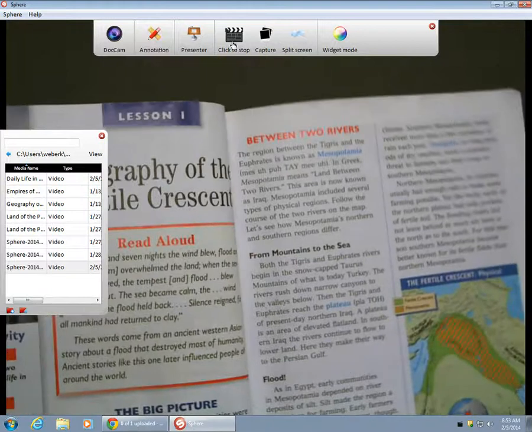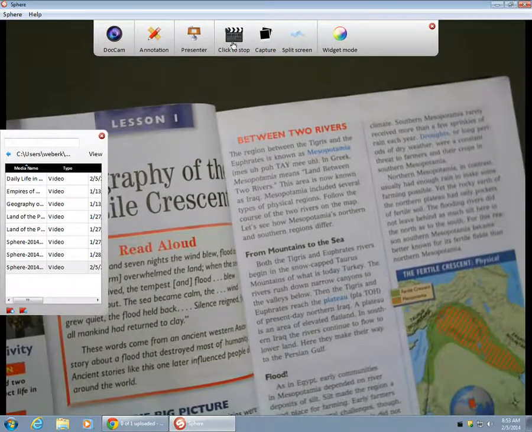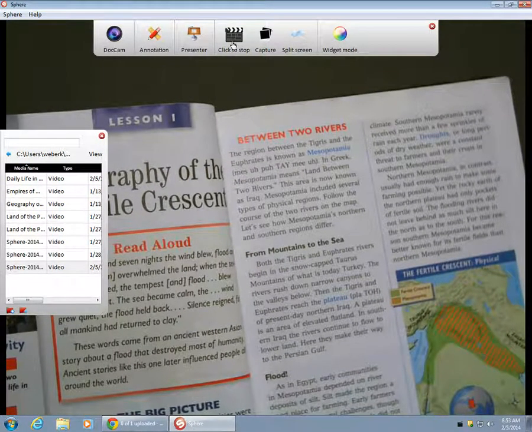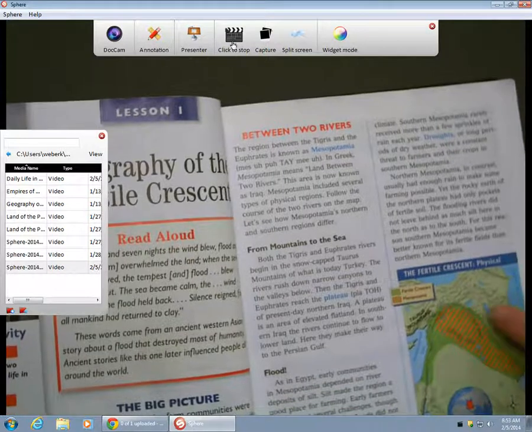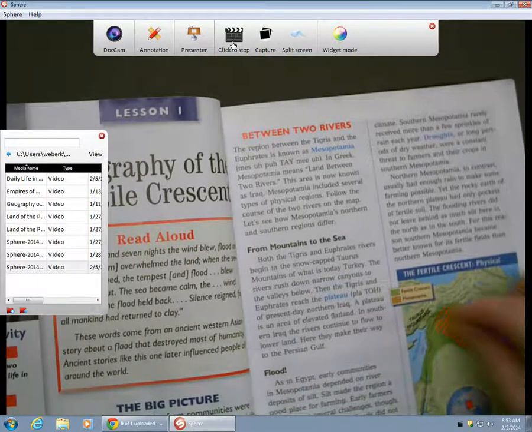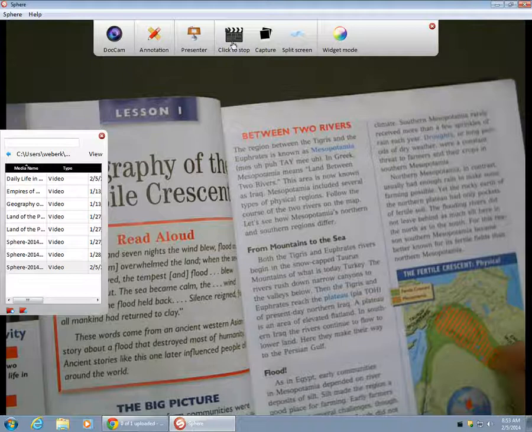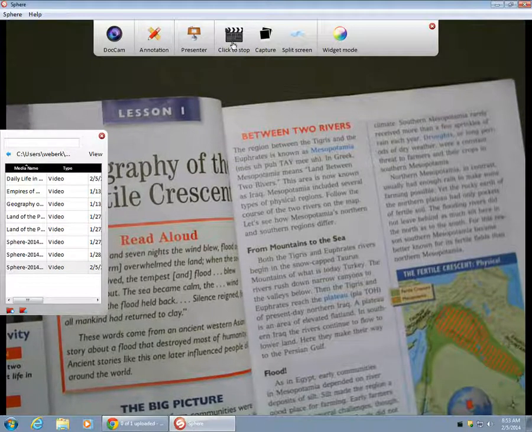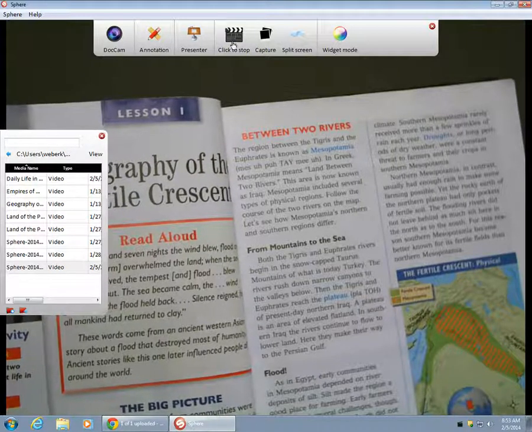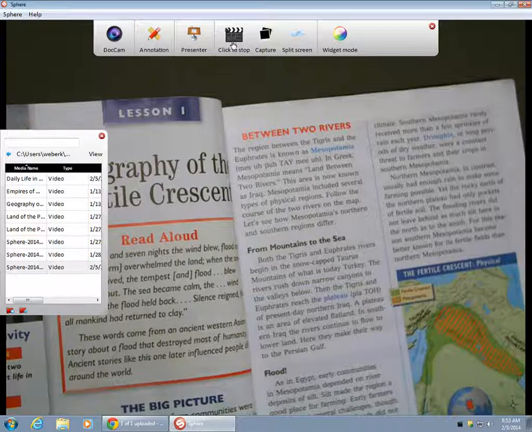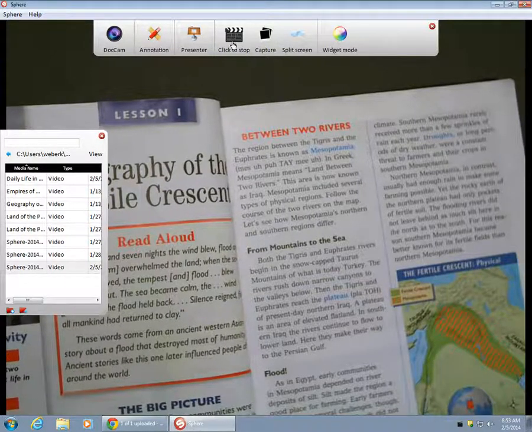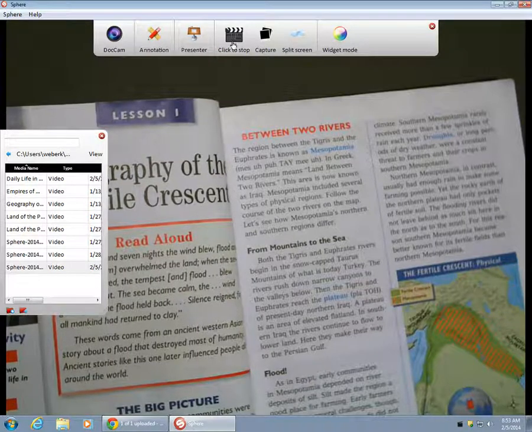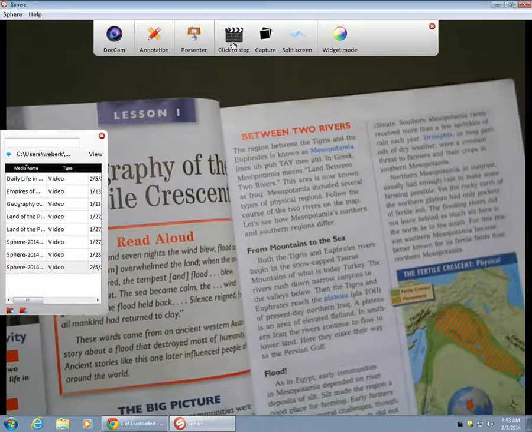Between two rivers. The region between the Tigris and the Euphrates is known as Mesopotamia. So again, if you look at our map, here's the Tigris and here's the Euphrates, and the land between is called Mesopotamia. In Greek, Mesopotamia means land between two rivers. This area is now known as Iraq. Mesopotamia included several types of physical regions. Follow the course of the two rivers on the map. Let's see how Mesopotamia's northern and southern regions differ.